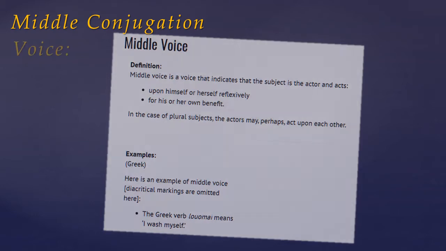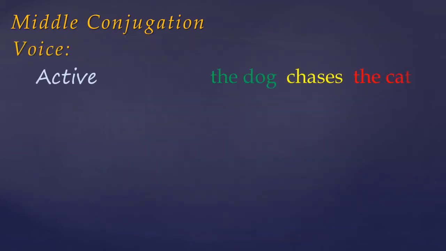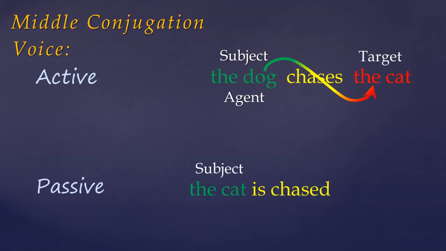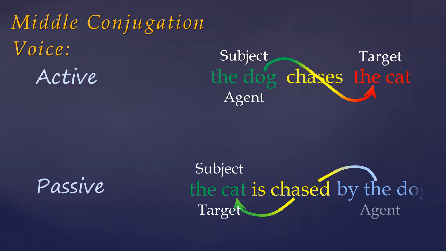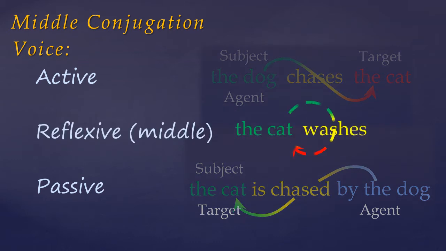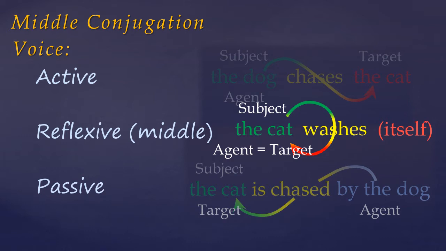Let's quickly recap voice. The active voice is where the grammatical subject is also the agent performing the action, while the passive voice is where the grammatical subject of the verb undergoes the action, and any agent will be in the instrumental case. The third type of voice is where the agent is being acted upon, and so the agent and the target are the same, in a similar fashion to reflexive pronouns that we saw in Lesson 22.